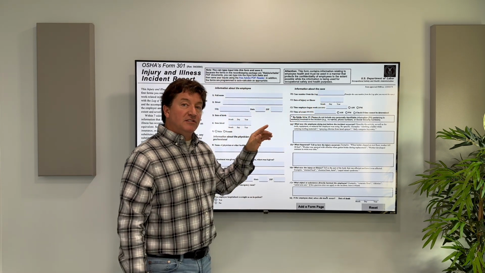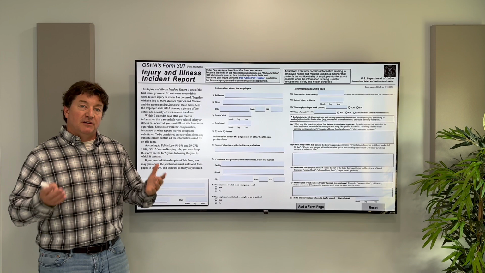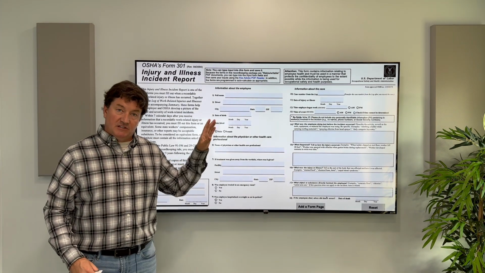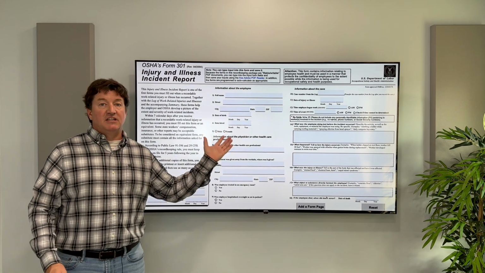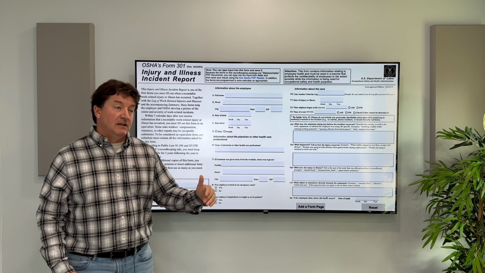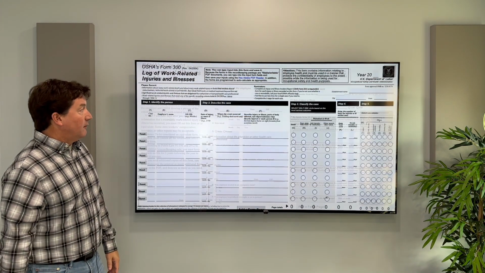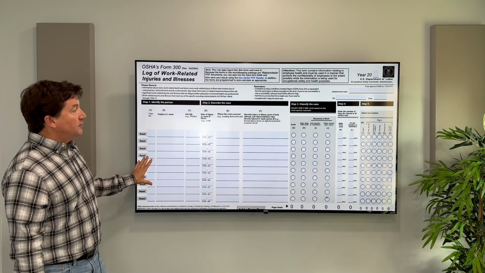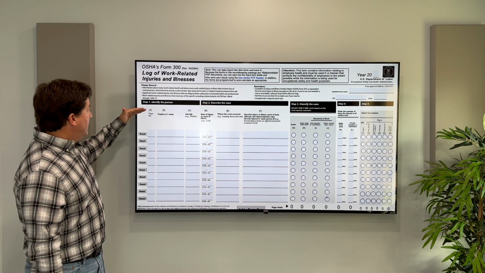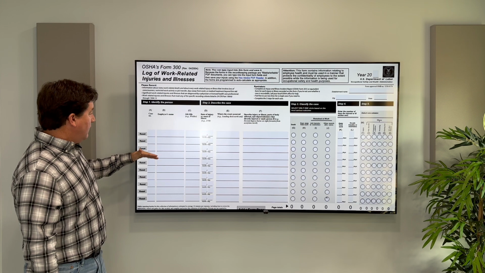So this is where these different sheets talk to each other. The incident report is going to be captured here, and it's going to be transferred over to the OSHA 300 log. Let me flip the page and I'll show you that one. So this is the OSHA 300 log, and you can see you have cases that go down.